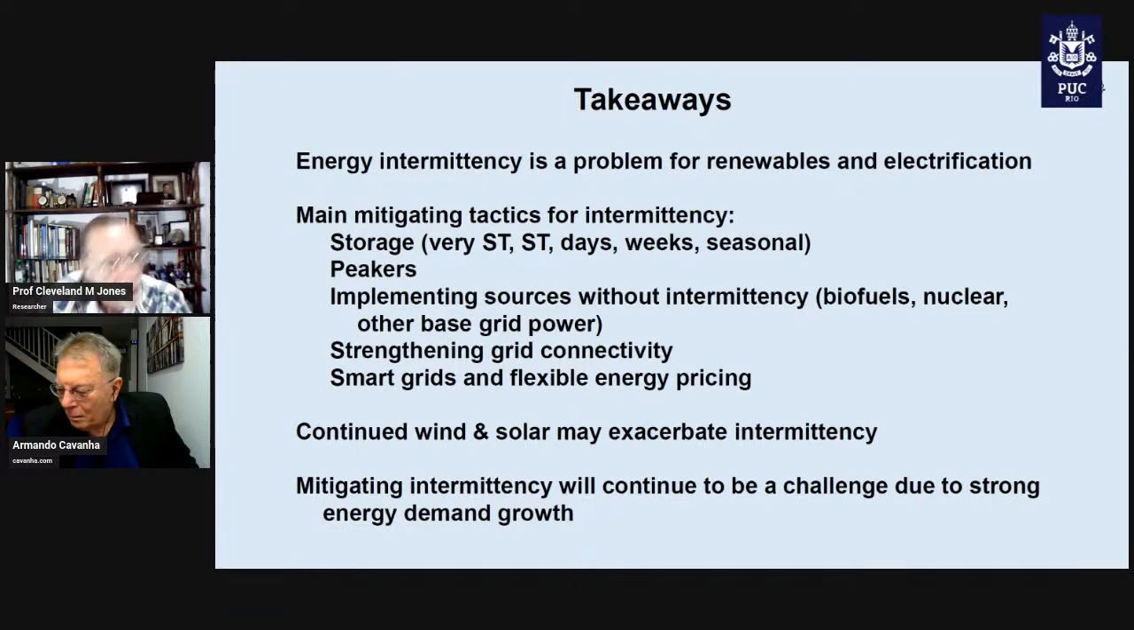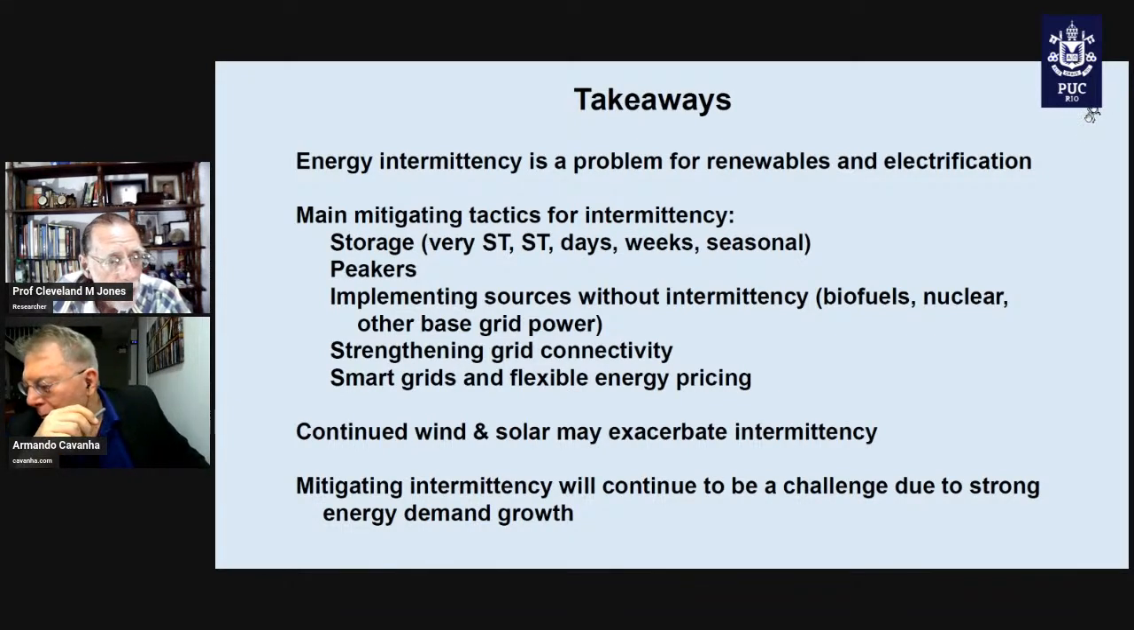And then, of course, peakers of all types. And we're even talking about very large scale peakers, such as natural gas units and so on, that could provide significant, even countrywide energy when a significant portion of renewables is away.